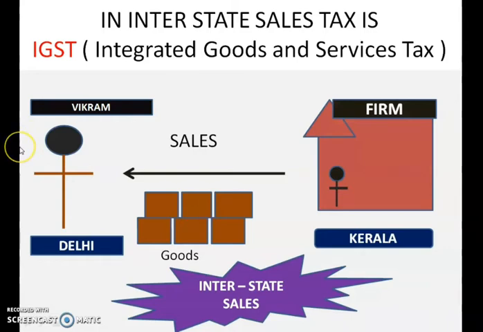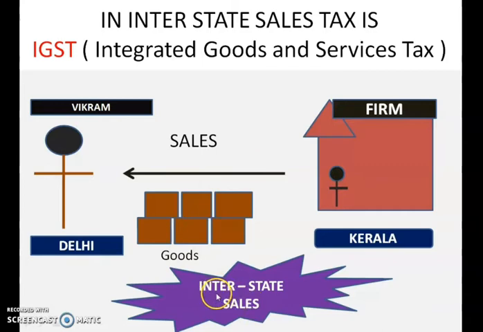Now children, let us see the fourth story. In this story, we have Vikram, who is from Delhi, and the same firm from Kerala. Now our firm is selling the goods to Vikram of Delhi. So when the goods are sold outside of the state, this is not a case of within the state. Kerala and Delhi are two different states. So this is a case of interstate sales.